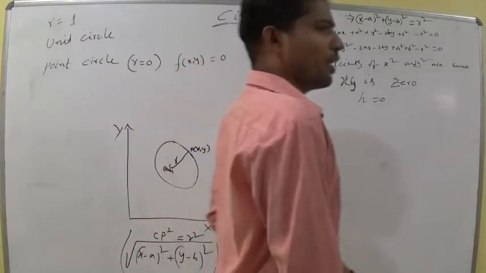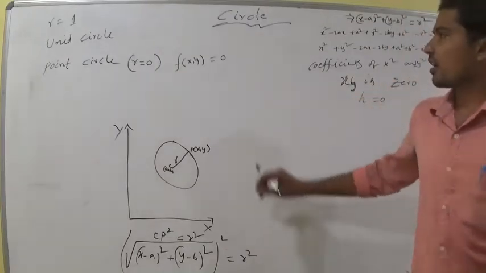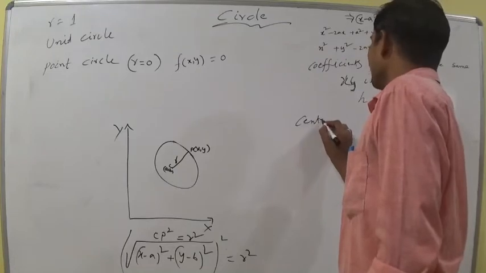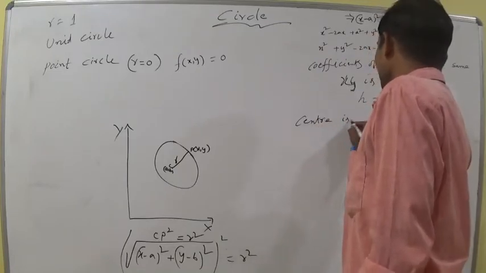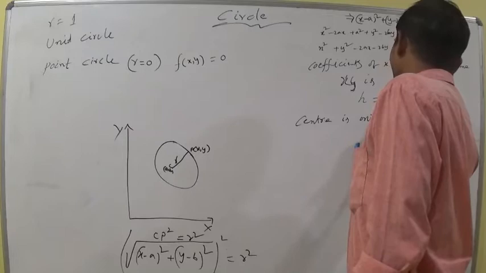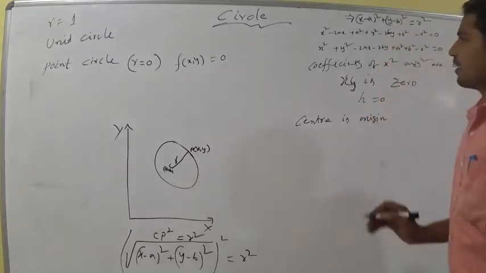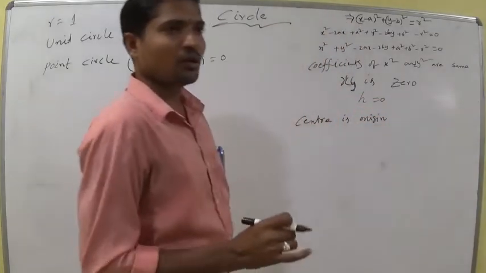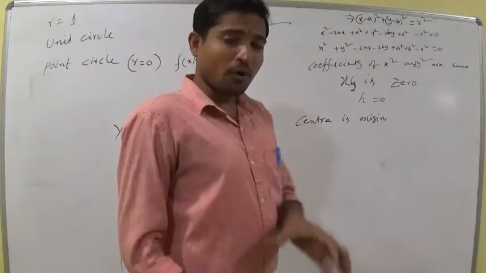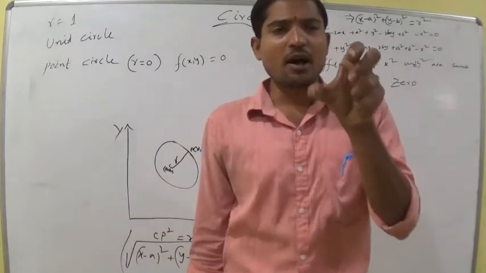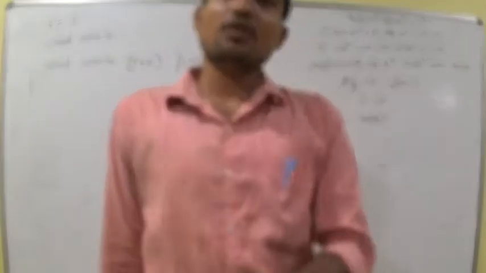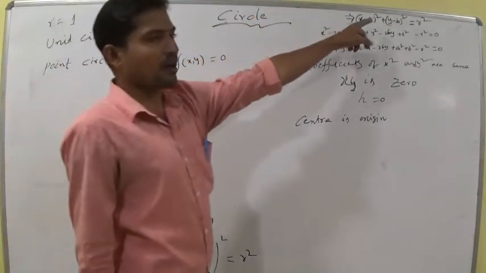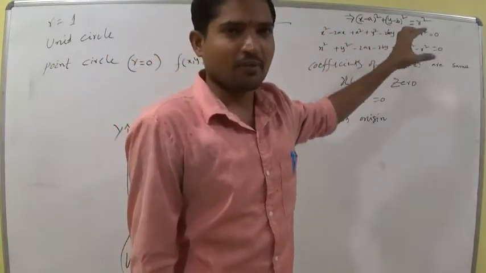Equation of a circle when the center is the origin. Suppose the center is (a, b), then the equation of a circle is (x minus a) whole square plus (y minus b) whole square is equal to r square.